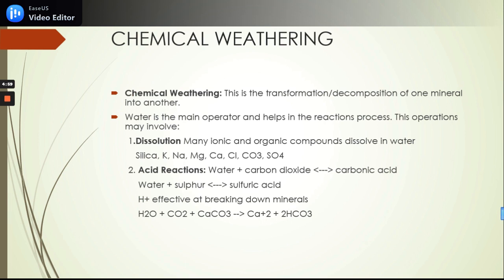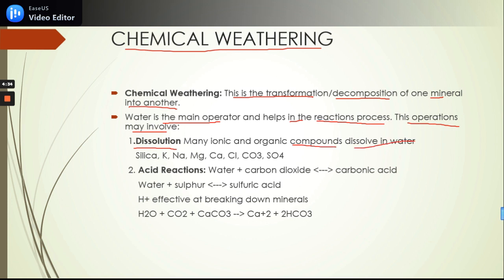Let's now look at chemical weathering. Chemical weathering is the transformation or decomposition of one mineral into another. Water is the main operator and it helps in the reaction process. These operations may involve, one, dissolution. Many ionic and organic compounds dissolve in water, like silica, potassium, nitrate, magnesium, calcium, chloride, and calcium carbonate and sulfate ions.